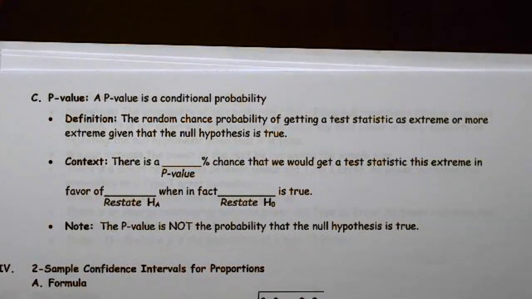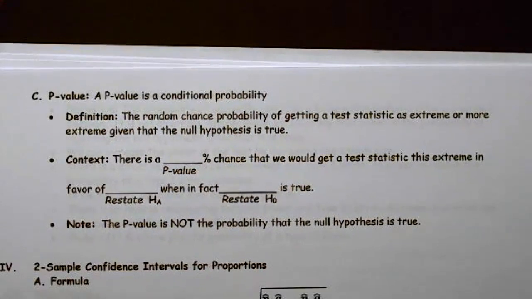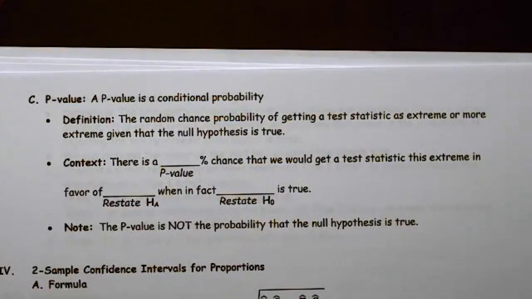So it's really important that you put things in context. I highly recommend that if they ask you the p-value, you say the chance of getting a test statistic that's extreme or more, given the null is true, then put it in context, and that should always get you full credit if you were to do that.